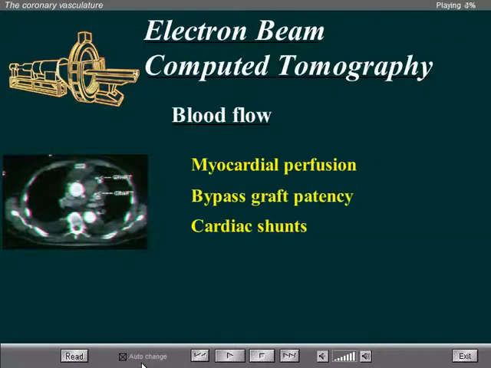The third application of fast CTs of the heart is for blood flow studies. One can study regional myocardial blood flow, that is the perfusion of the myocardium, as well as blood flow in coronary bypass grafts. The graft patency studies can be complemented by flow determinations at the level of the graft. And finally, we can study shunts within the heart or outside of the heart.